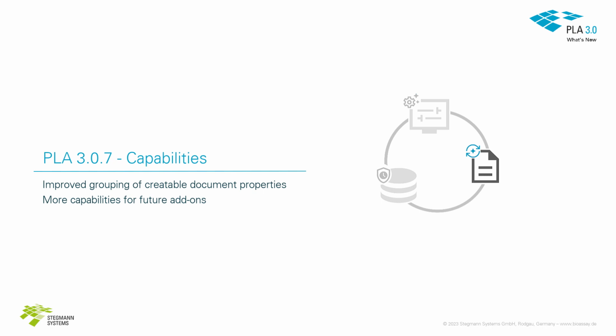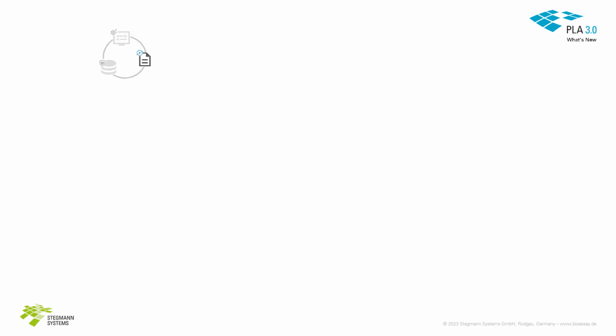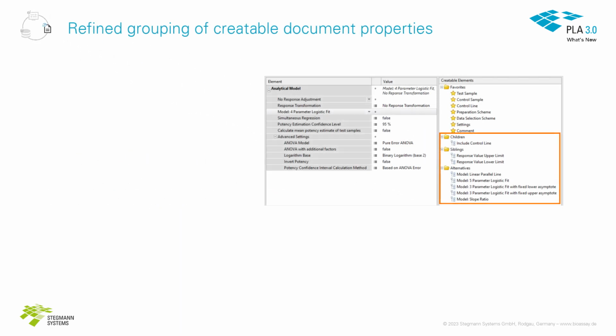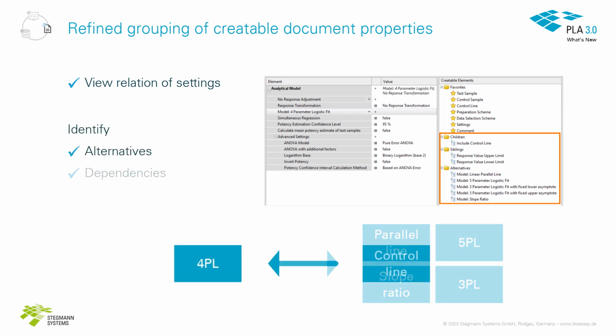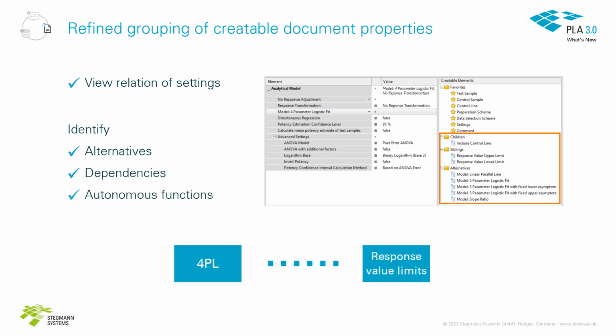PLA 3.0.7 comes with enhanced capabilities when working with documents, and when analyzing data. The refined grouping of creatable document properties provides direct feedback about how such settings are related to each other. This allows you to easily identify alternatives, dependencies, and autonomous functions.